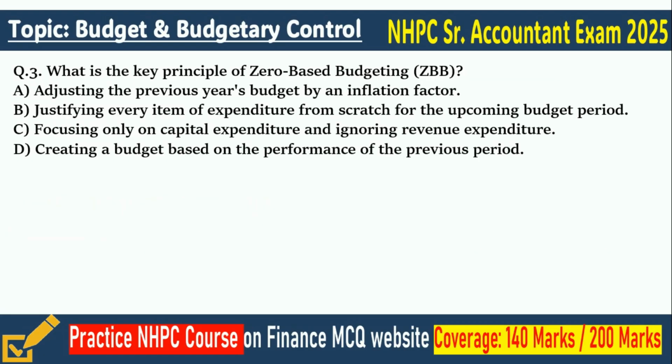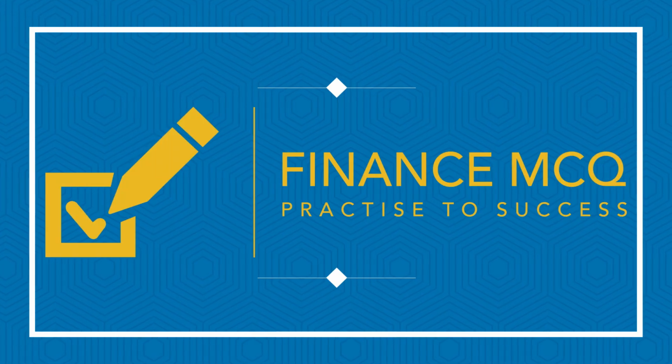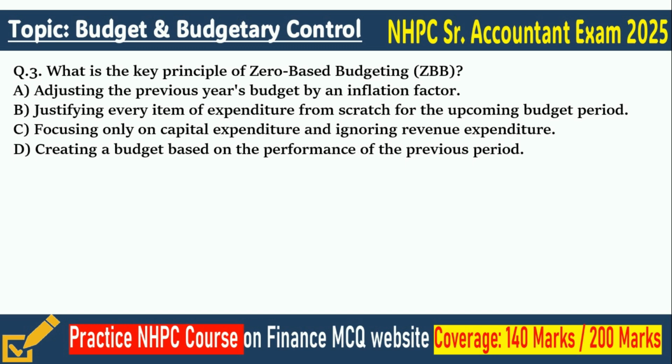Moving on. Next question is, which is the key principle for zero-based budgeting? Option A, adjusting the previous year budget by an inflation factor. Option B, justifying every item of the expenditure from scratch for the upcoming budget period. Option C, focusing only on capital expenditure and ignoring revenue expenditure. Option D, creating a budget based on the performance of the previous period. So friends, what should be the correct answer here?